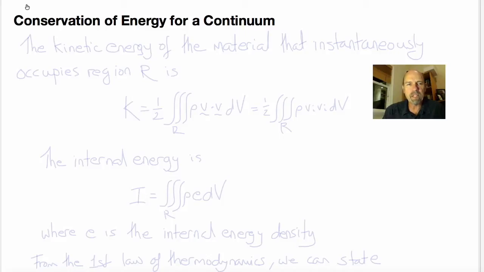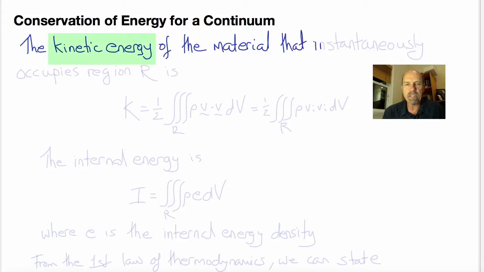Today, we're going to derive the equation for conservation of energy in a continuum. So starting by considering the different terms that contribute to the energy, let's first write down an expression for the kinetic energy of a material that instantaneously occupies a region R in a continuum.